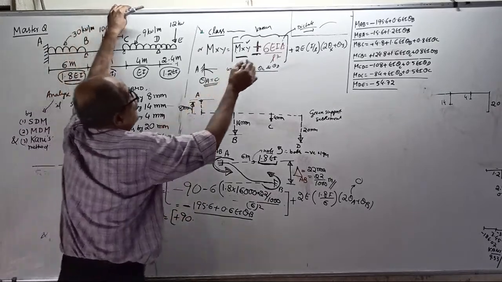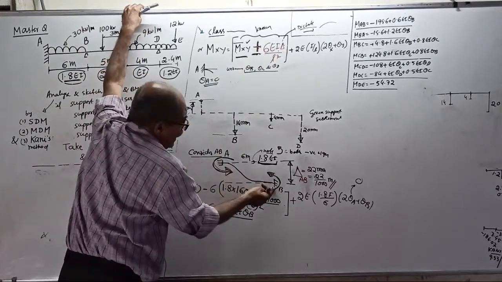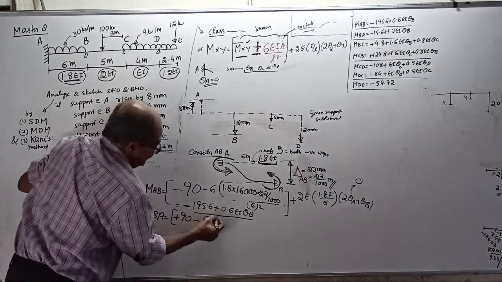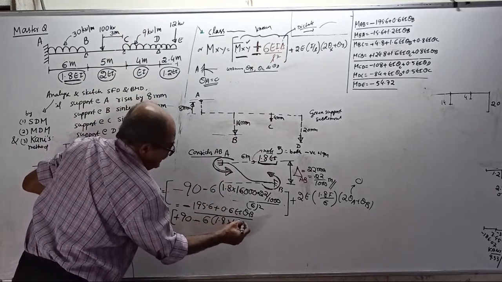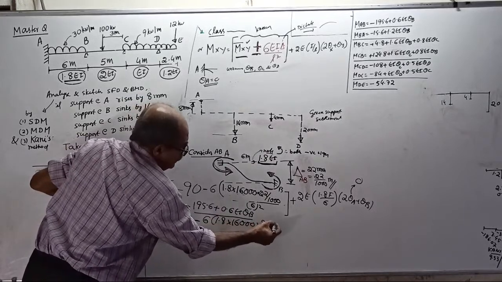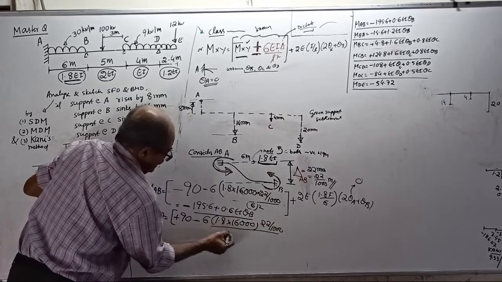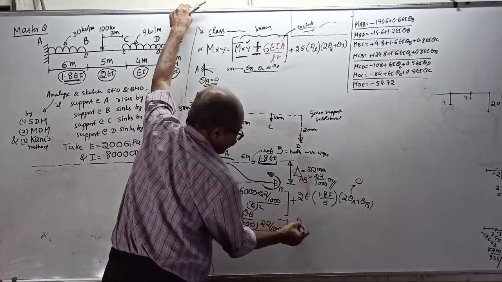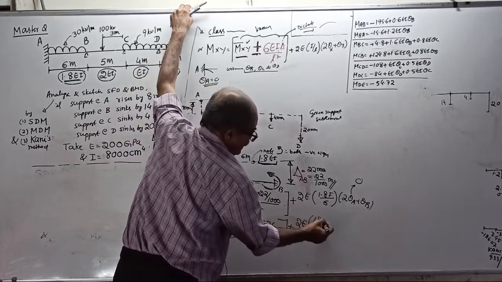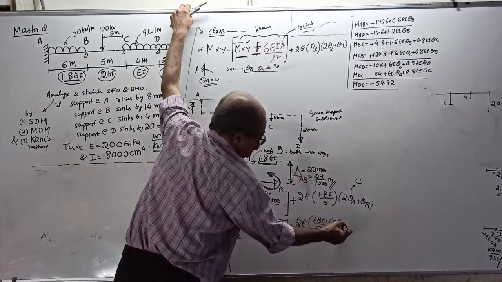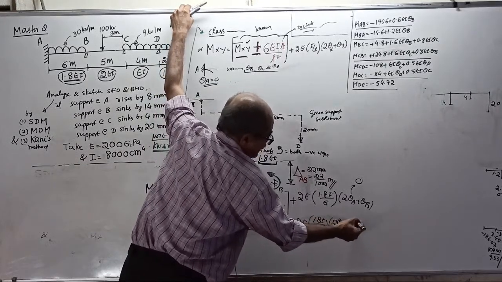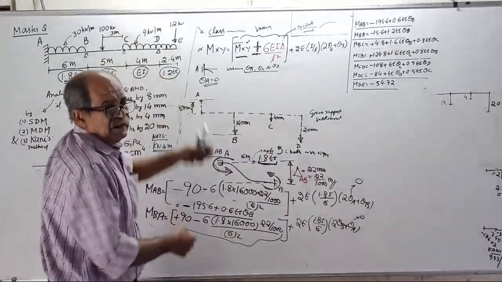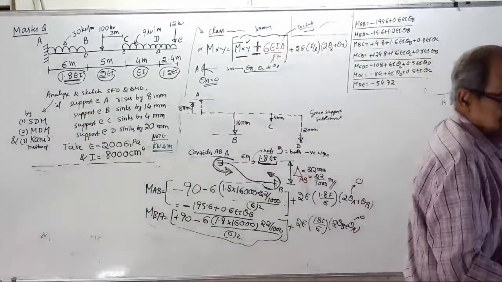M bar BA is plus 90. Then, this term, I told for both AB and BA, anti-clockwise. So, minus, repeat the same term: 6 into 1.8 into 16,000 into 22 by 1000 divided by 6 square is the final moment, plus what? 2EI into 1.8 EI by 6 into 2 theta B plus theta A. Theta A is 0. Therefore, now fast, tell me this number. Tell that number. Fast. Don't waste time.